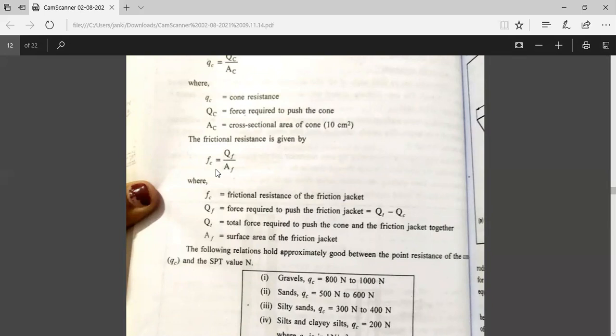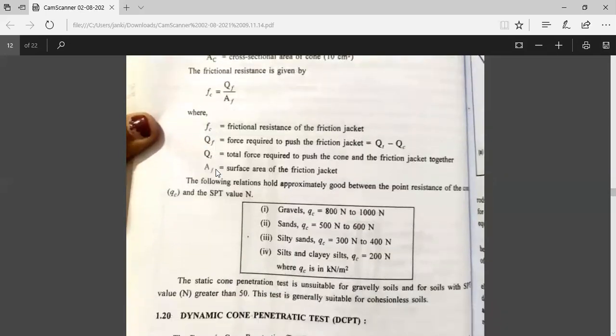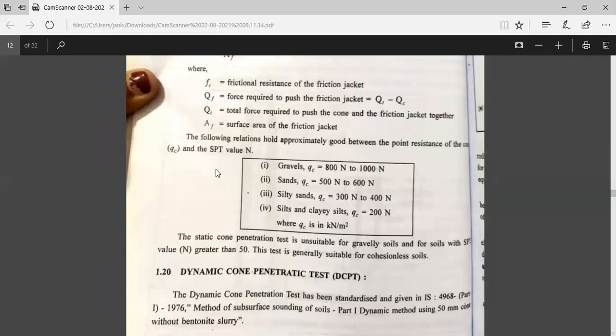Qf is equal to the force required to push the friction jacket, which is also Qt minus Qc, where Qt is equal to the total force required to push the cone and the friction jacket together. Ef is equal to the surface area of the friction jacket. The following relations hold approximately good between the point resistance of the cone, which is Qc, and the SPT value N.